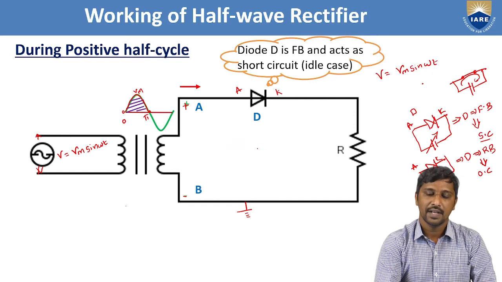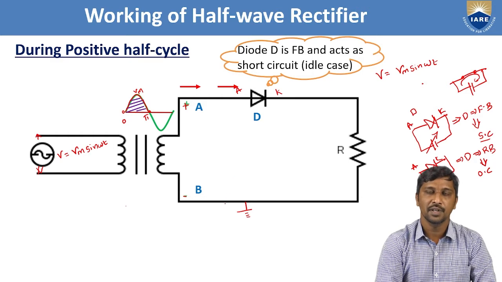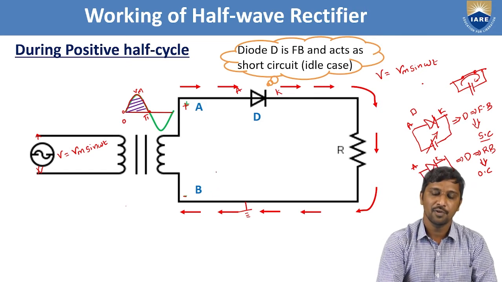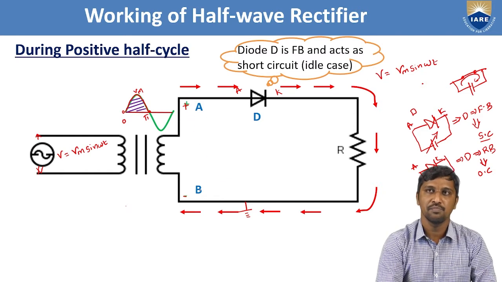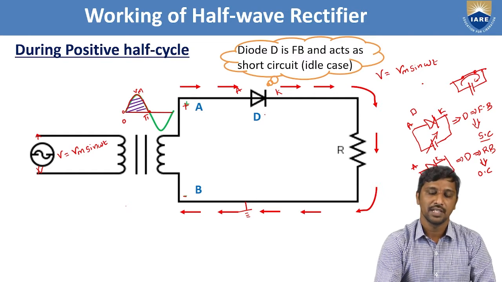So how is the current flowing here? Now the current is flowing from the A node towards the diode, towards the load resistance, then towards the B node. This is the current flow direction. The red color lines here indicate the current flowing direction during the positive portion. Why is this current flowing from the A node to the B node? Because the diode is represented as a short circuit, because the diode acts as forward bias. That is the reason.